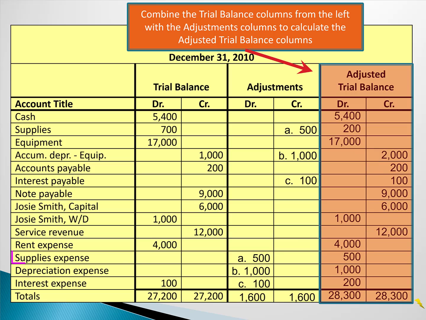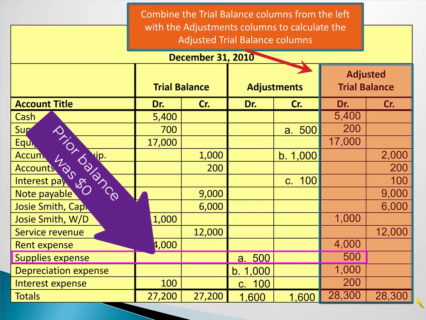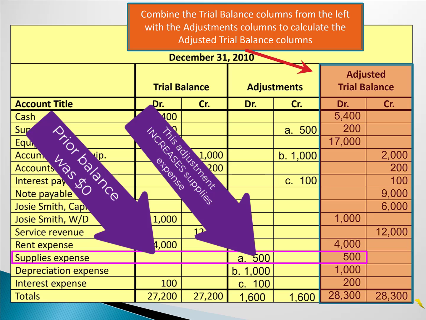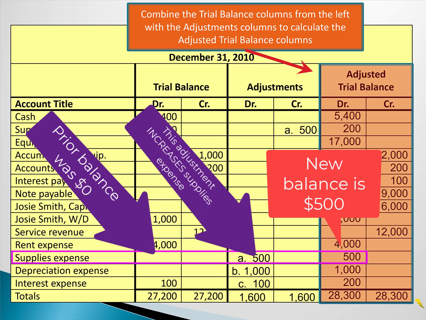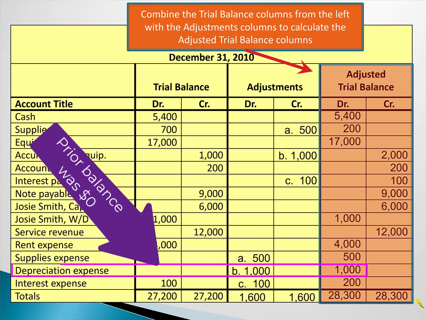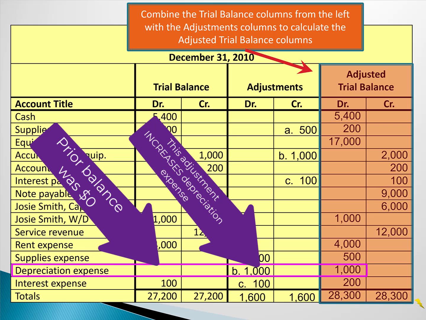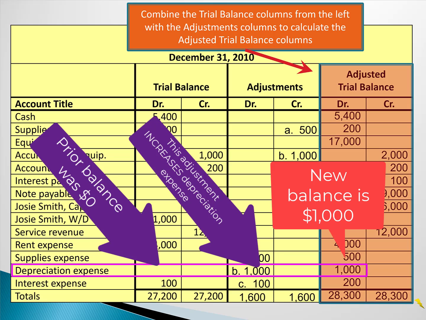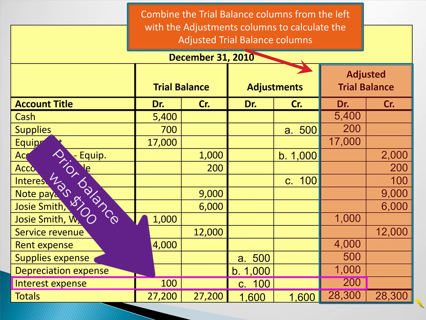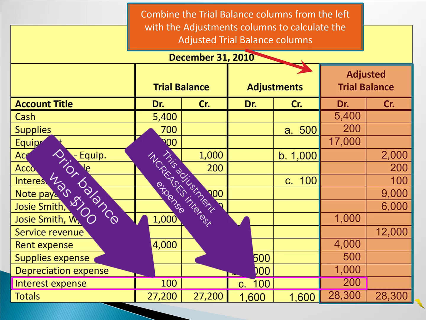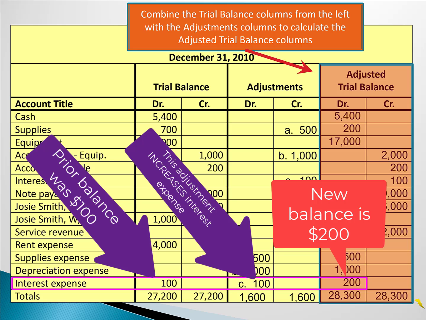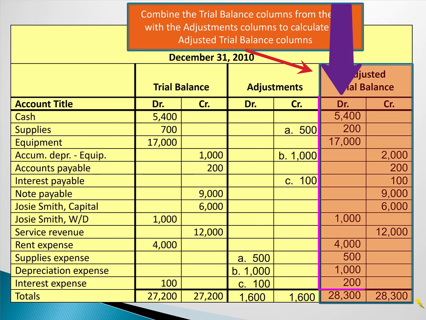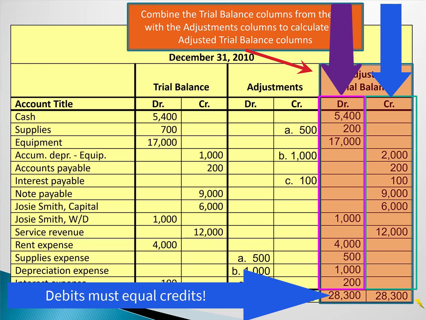So then we get down to supplies expense. It was 0. We increased the expense with a $500 debit, so the new balance is 500. Then we had 0 depreciation expense. We increased it by 1,000, so the new balance is 1,000. And then we had $100 of interest expense before on the trial balance. We increased it by 100 more, so the new balance is 200. And then we add up our debits and our credits, and they both equal 28,300.